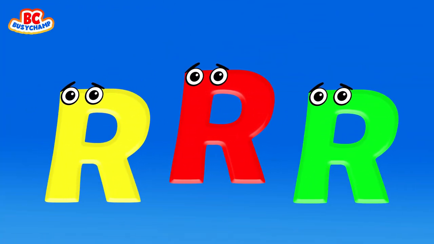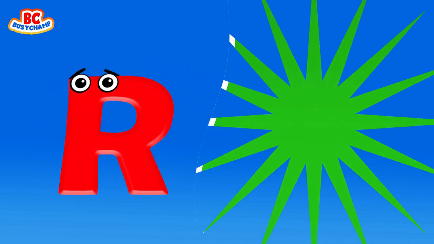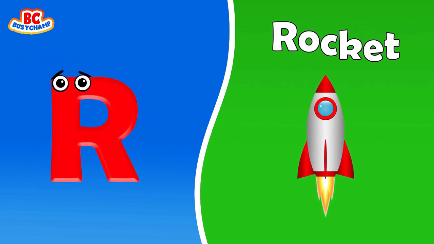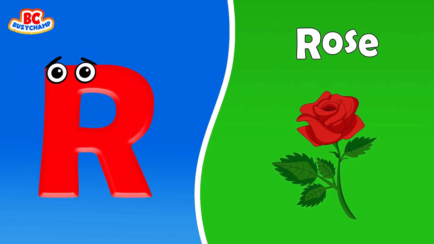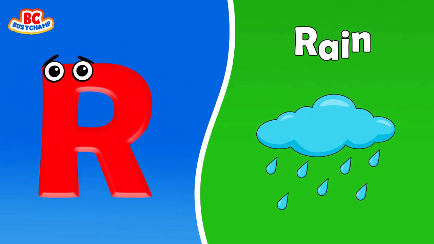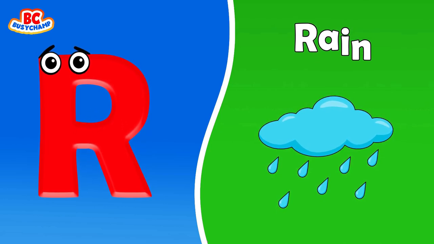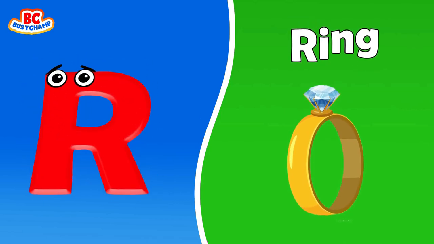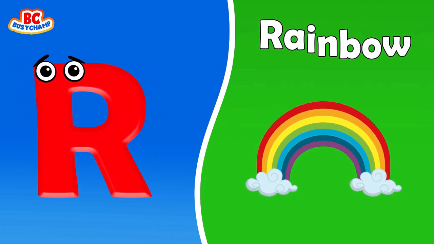Here comes the letter R. R for rocket, rocket. R for rose, rose. R for rain, rain. R for ring, ring. R for rainbow, rainbow.